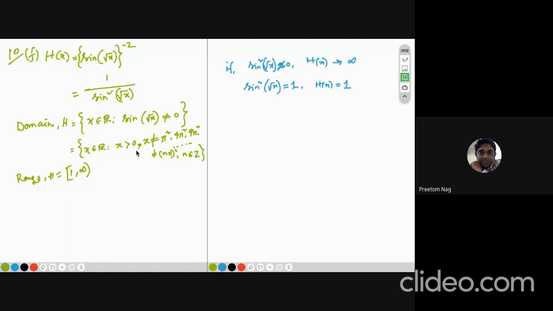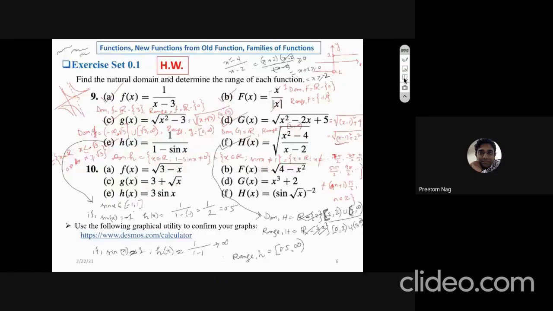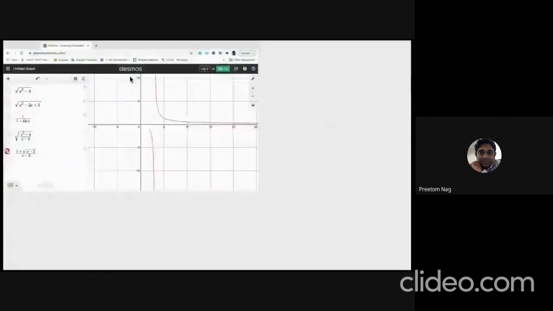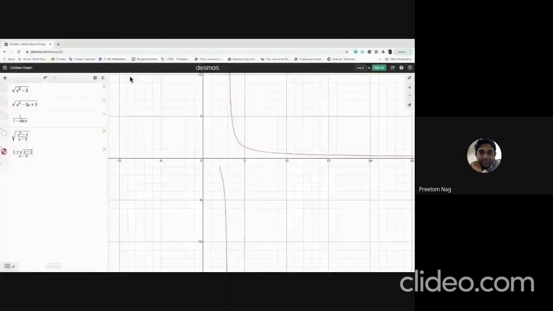Okay, so you know about the Desmos graph, right? Do you know about this Desmos graph? It's a graphical utility. So you can draw any graph. You can draw any graph using Desmos graphical utilities. I mean here. Okay.